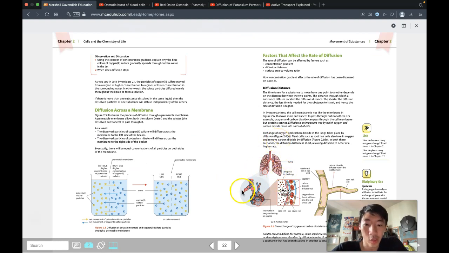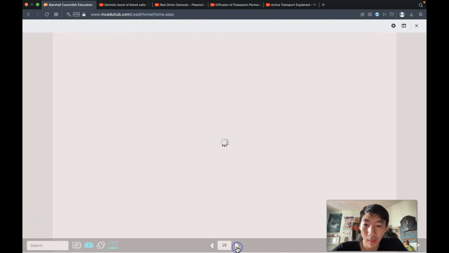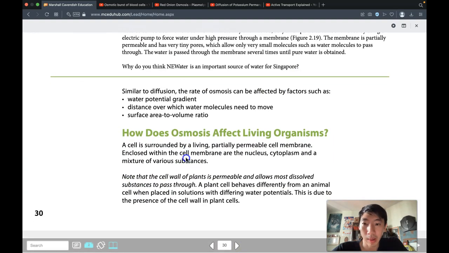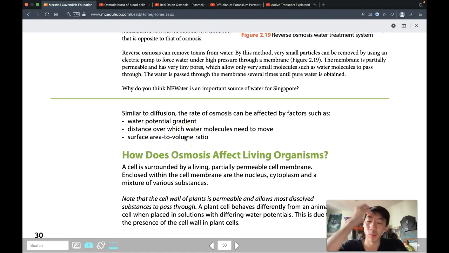Okay, so now that we've talked about diffusion distance, we can continue with talking about osmosis. Why did I bring that up? Because the rate of osmosis is also affected by the three factors: water potential gradient, distance over which the water molecules need to move, and the surface area to volume ratio. For osmosis, it is not really affected by temperature, unlike diffusion. Diffusion will increase when the temperature increases.